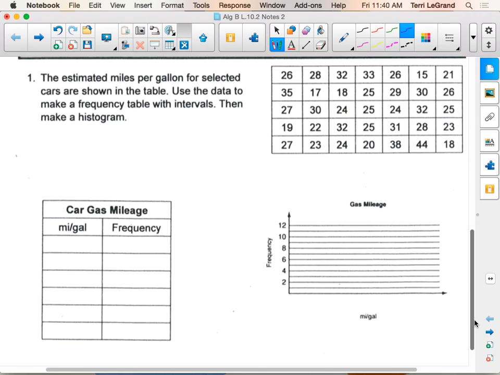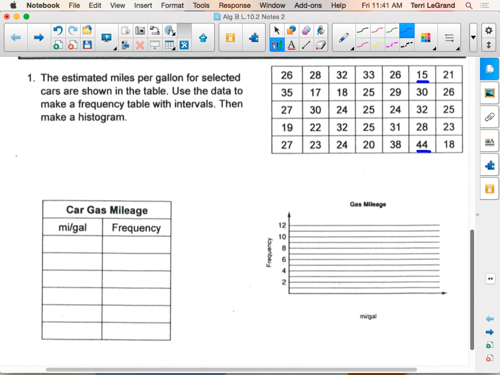What's the lowest number of miles per gallon somebody gets, and what's the largest? 15 miles, 3 intervals. 44 highest. Do we agree with Cody? Anybody find anything lower than 15? Anything higher than 44? No? Okay.